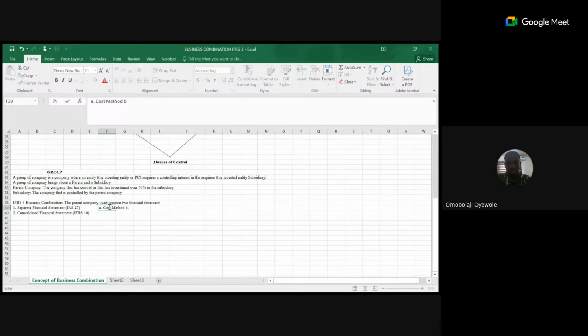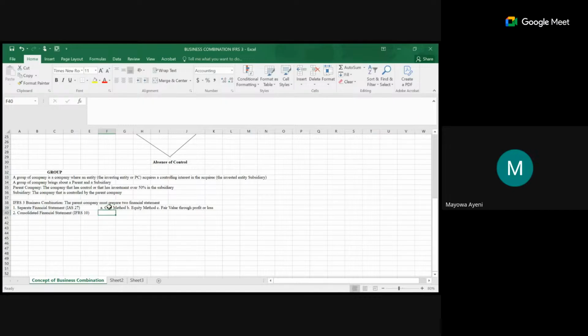B is the equity method. Then C is the fair value through profit or loss method. So these are the three methods that IAS 27 makes provision for.